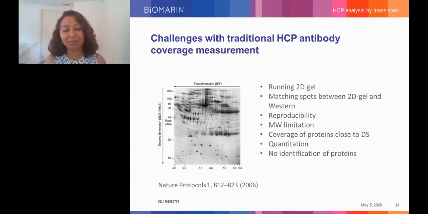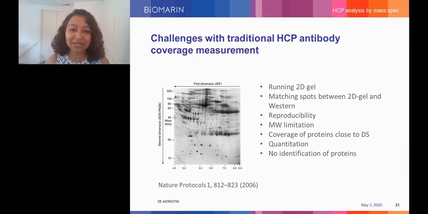Reproducibility is one of the biggest issues with 2D gels, and you always have to go to your favorite RA to do this, because not everybody can do it so well. So it's quite subjective, and as scientists we want to have objective methods. We want to have reproducibility in our measurements regardless of who did the work. So these are some of the limitations.